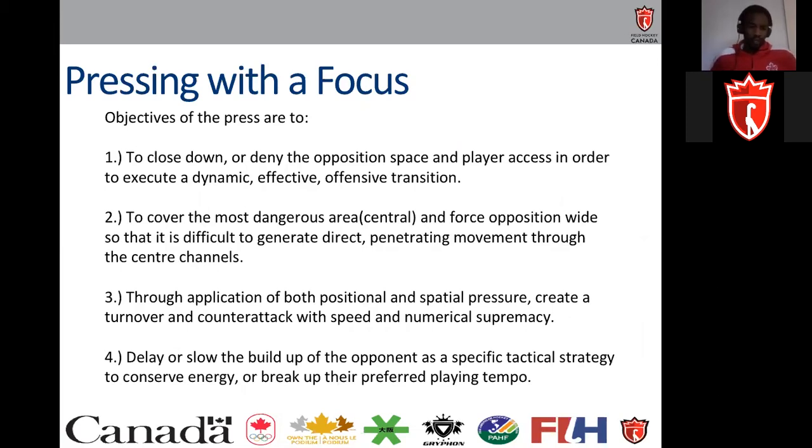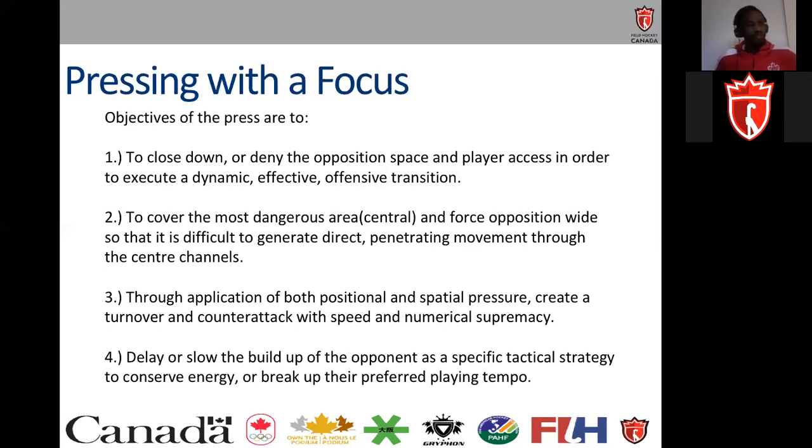Then also we look at the application of positional pressure, so the different positions. For instance, what is the position of the center striker? What is the position of the right striker? What is the position of the left striker? What is the position of the high pivot? What is the position of the low pivot? And what is the shape of the back three in the field as well? And then also looking at spatial pressure: are we full pressing or are we zonal as well? To create turnovers and counterattacks with speed and numerical supremacy going forward.